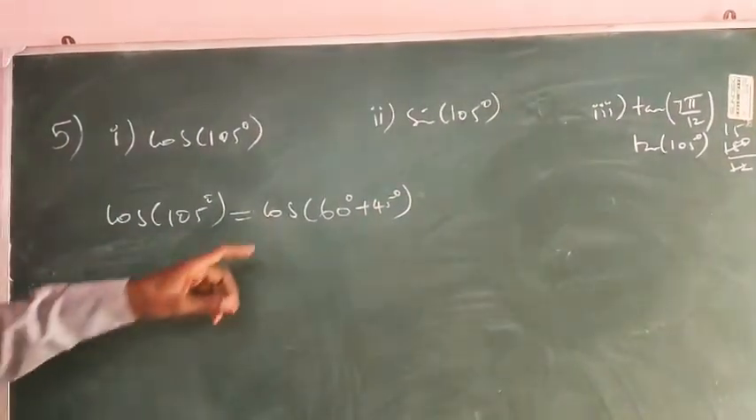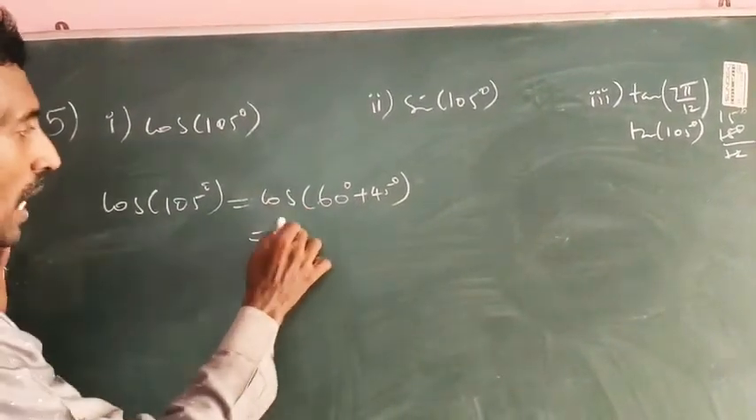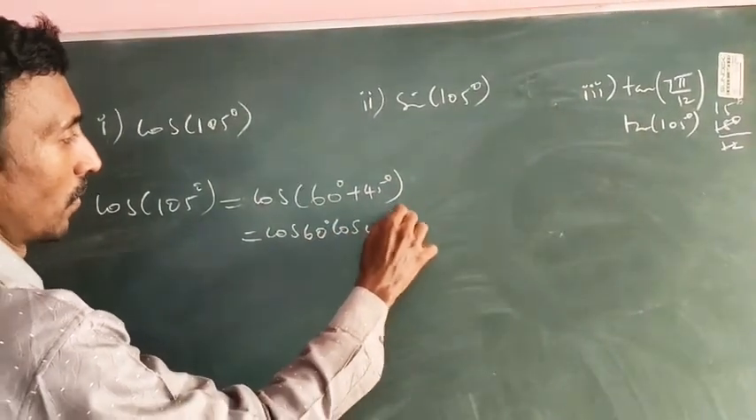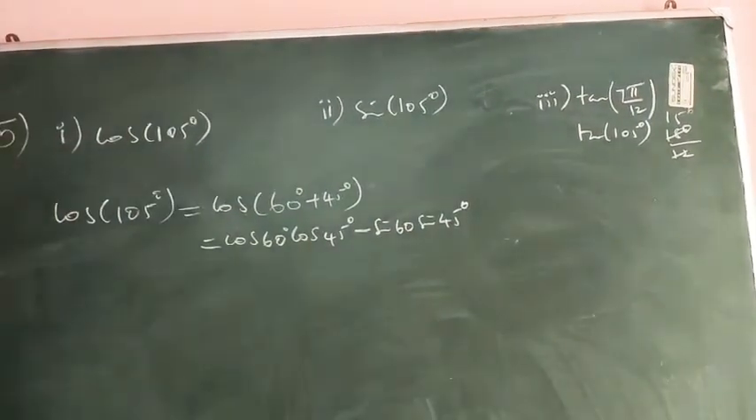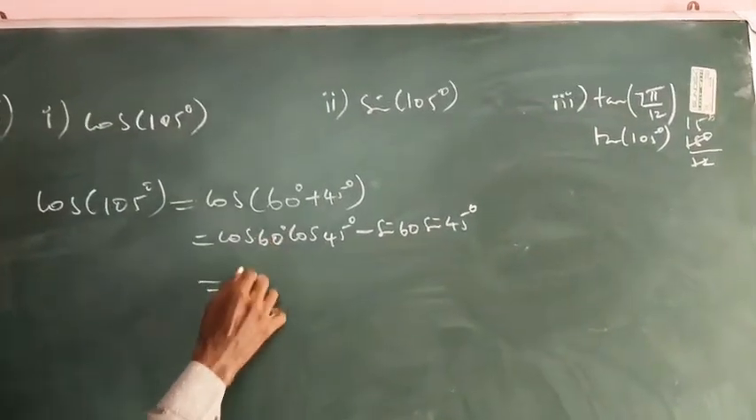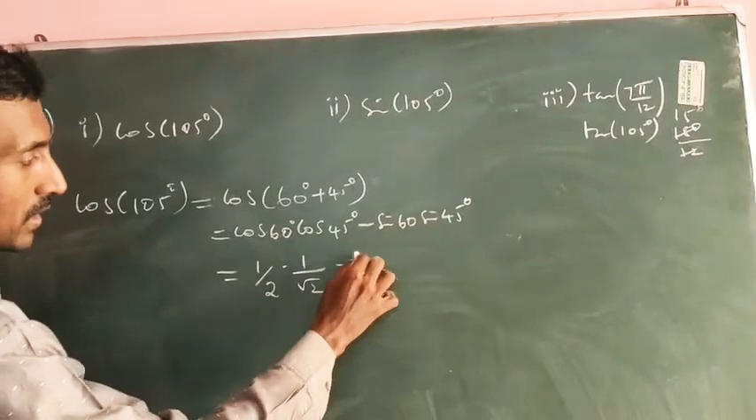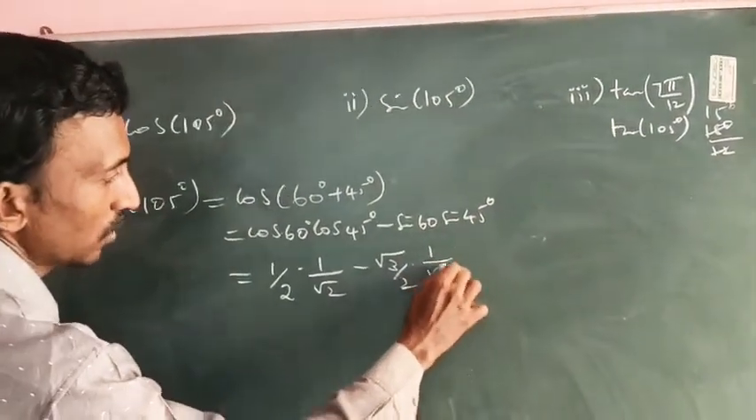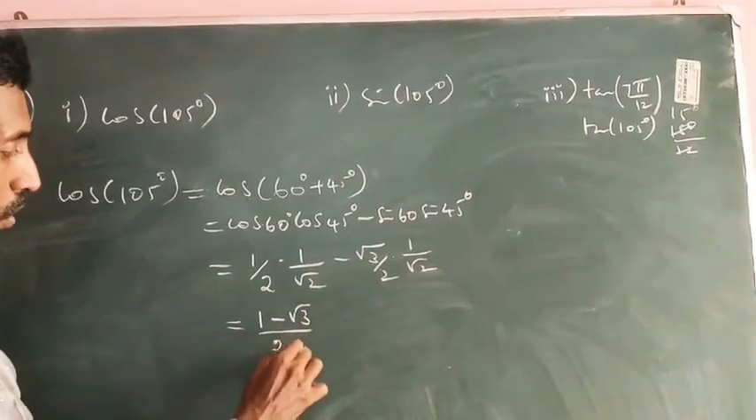We know the ratio values for 60 and 45. So cos of A plus B is cos A cos B minus sin A sin B. Cos 60 is 1 by 2, cos 45 is 1 by root 2, sin 60 is root 3 by 2, and sin 45 is also 1 by root 2. So we get 1 minus root 3 by 2 root 2.